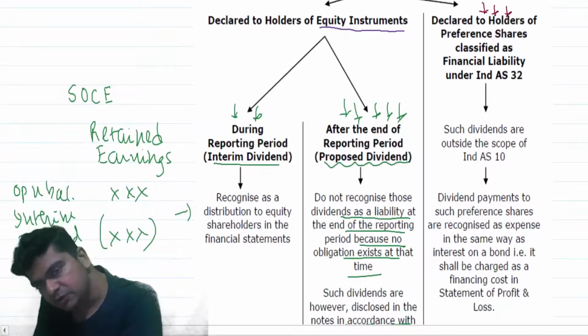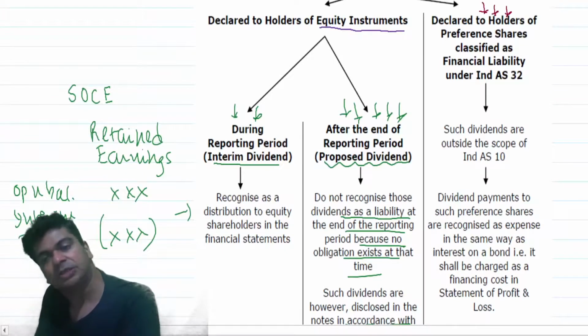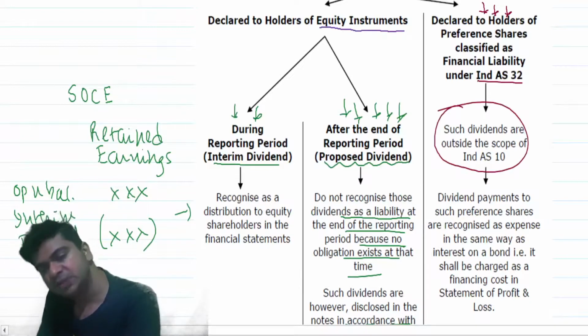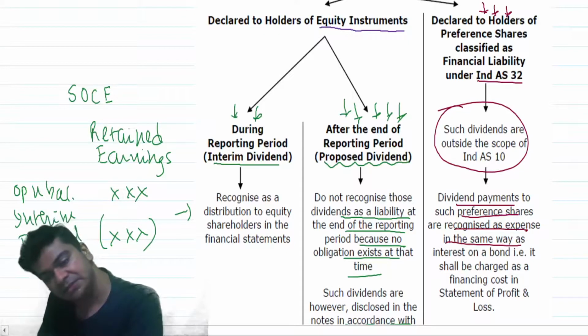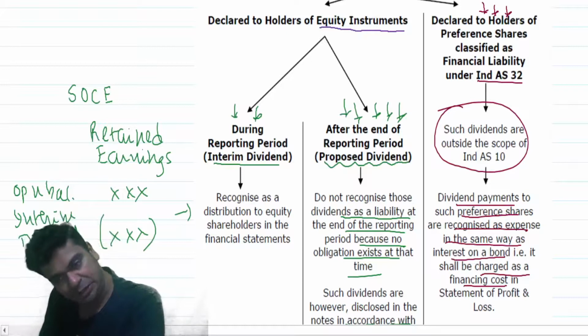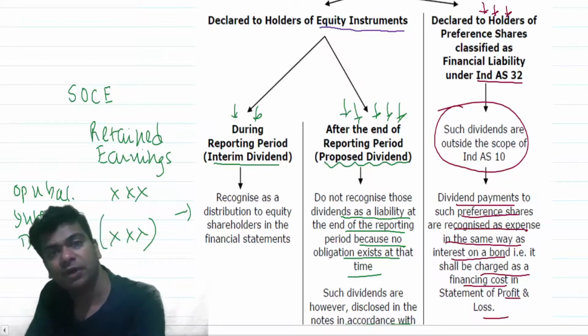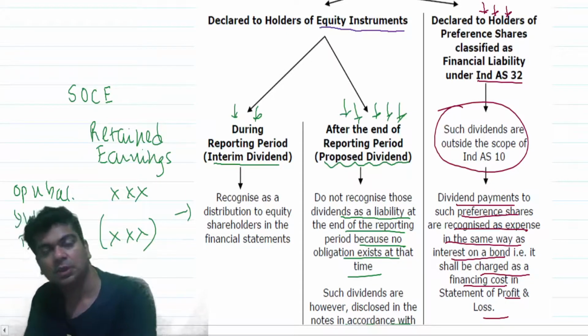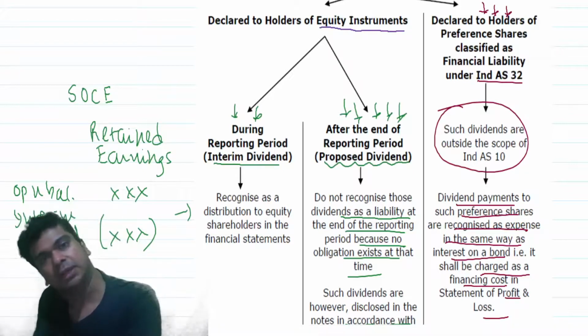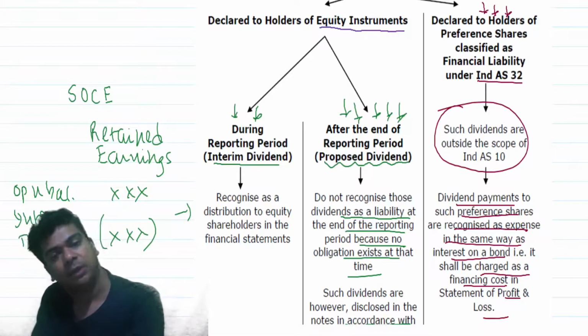Dividends declared to holders of preference shares classified as financial liability under Ind AS 32 are outside the scope of Ind AS 10. Dividend payments on such preference shares are recognized as expense in the same way as interest on a bond. It shall be charged as a financing cost in the statement of profit and loss. You will not get any tax deduction with respect to it. That is another story, but ultimately it is going to be treated as a financing cost.